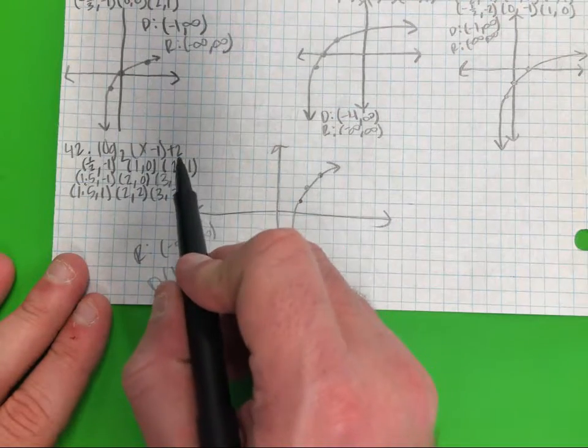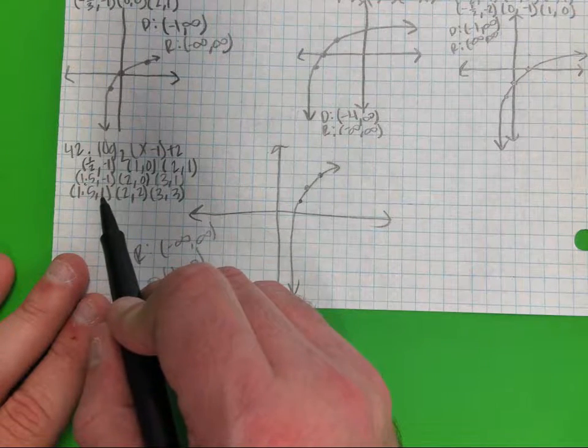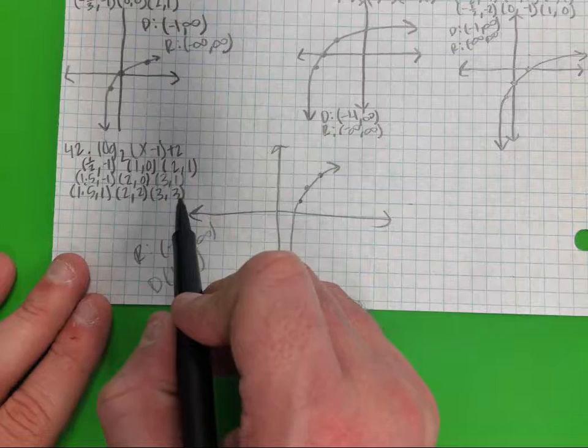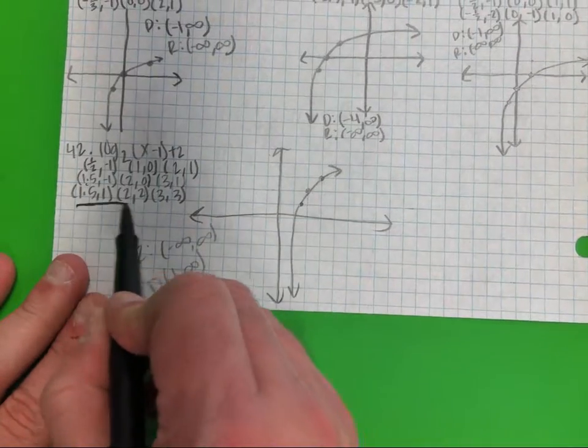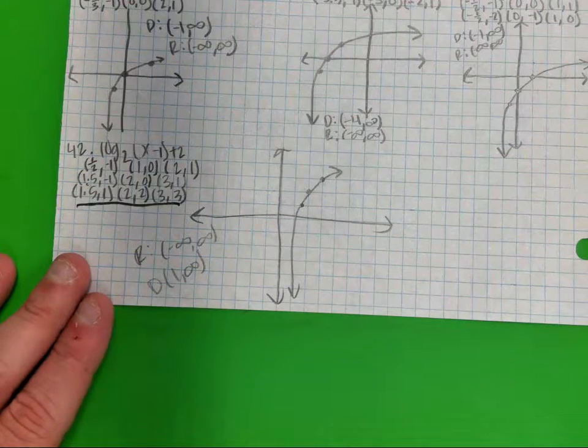Now, the plus 2, I'm going to add 2 to my y coordinates. Negative 1 and 2 gives me 1. 0 and 2 gives me 2. 1 and 2 gives me 3. So that's why my coordinates are here. So I had to do some manipulation to both my x's and my y's.